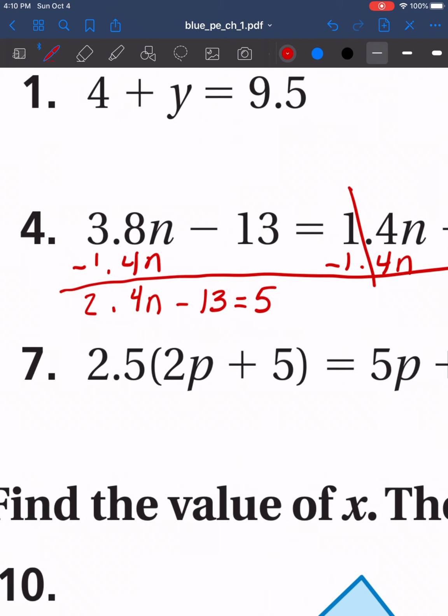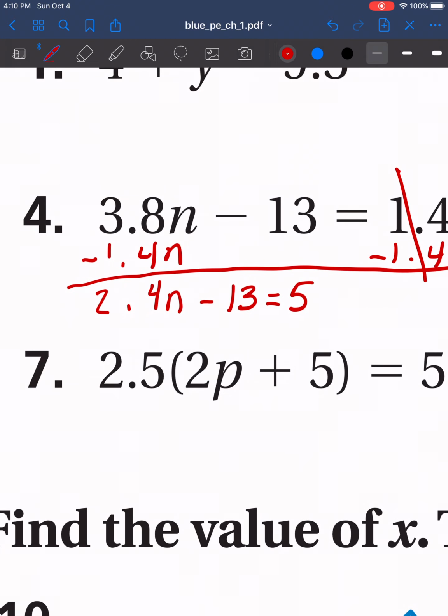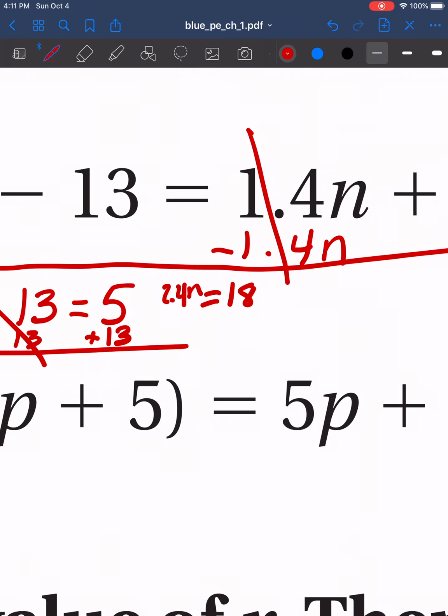So how do I get n by itself? Well, before I can get rid of the 2.4, I have to get rid of the 13. So I'm going to add 13 to both sides. Okay, so now I have 5 plus 13, which is 18. And then I have 2.4n. To get n all by itself, I divide by 2.4, divide by 2.4. So then on my calculator, I'm going to take 18 and divide it by 2.4, and I get 7.5.